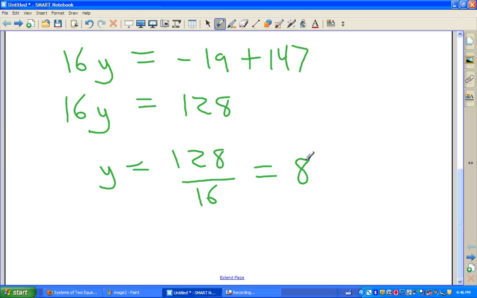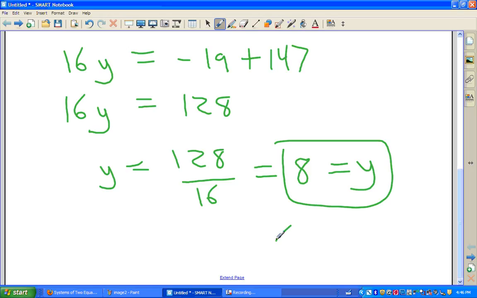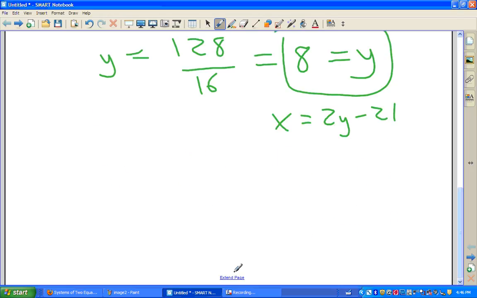Okay, so there we go. y equals 8. Now, am I done? No, I've only found one part of the solution. I go up here, and this is usually the easiest place to plug it in. Remember that x equals 2y minus 21. So I just plug in my y value, which was 8. So I'm going to get 2 times 8, which is 16, minus 21.